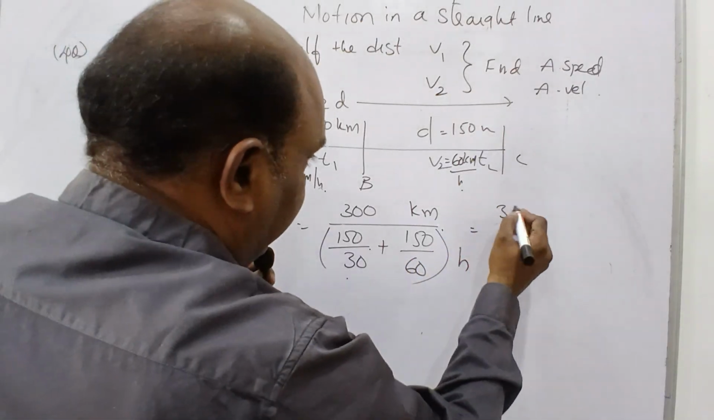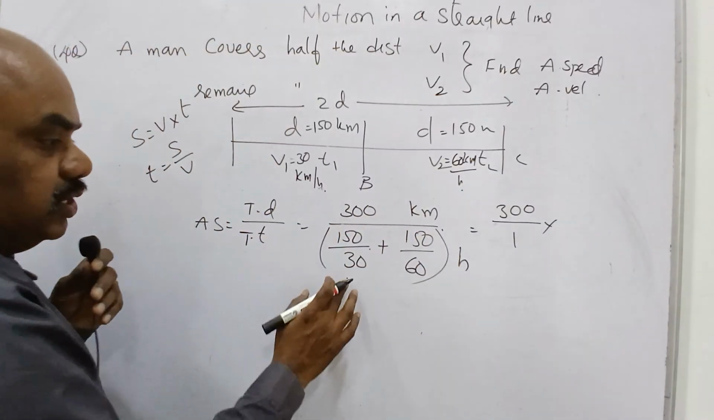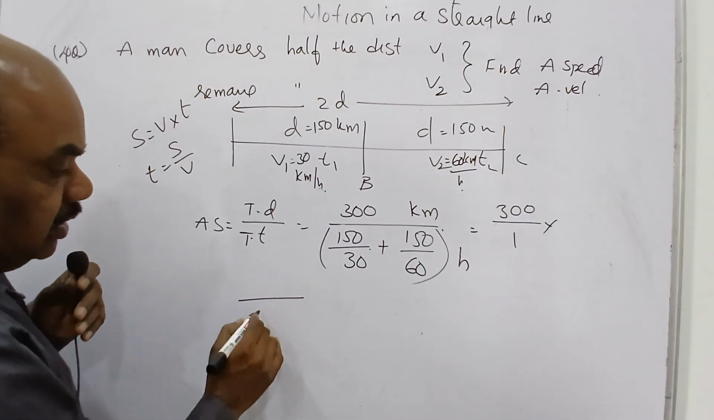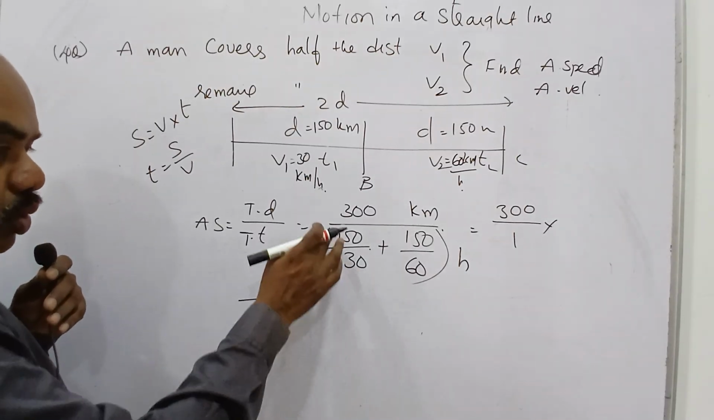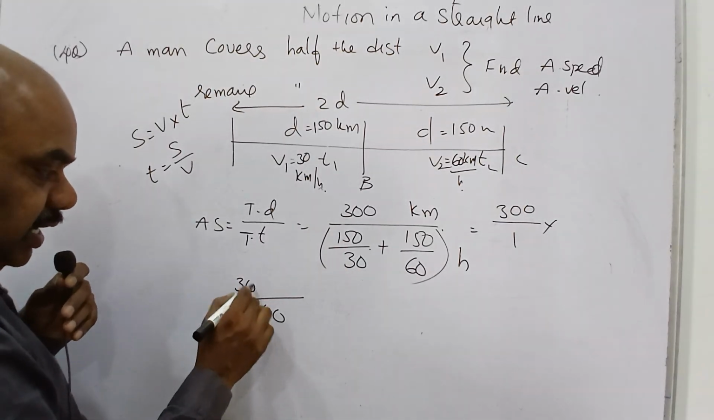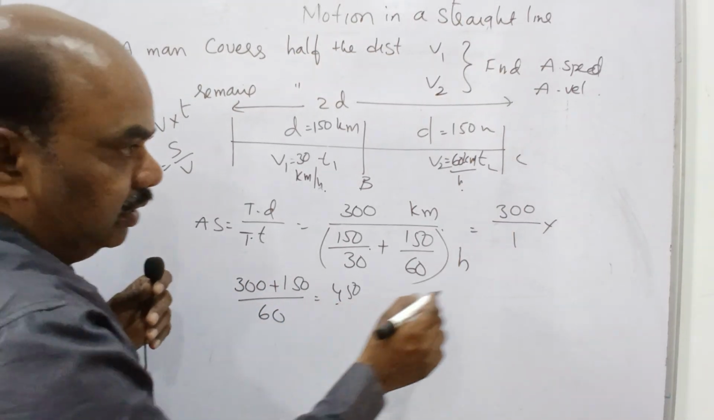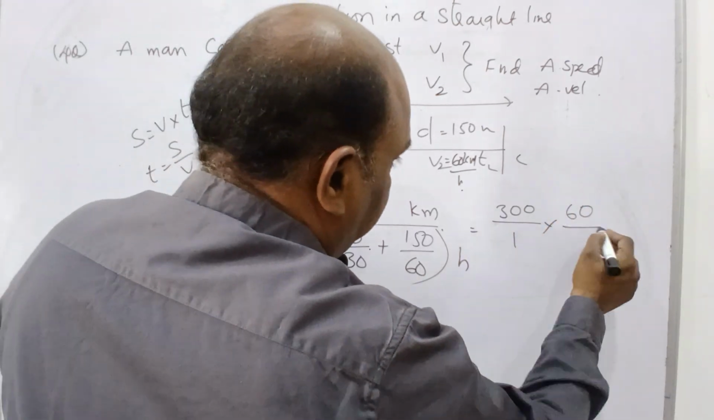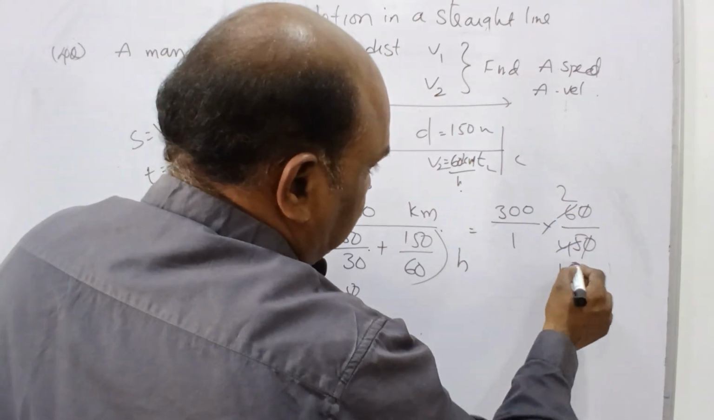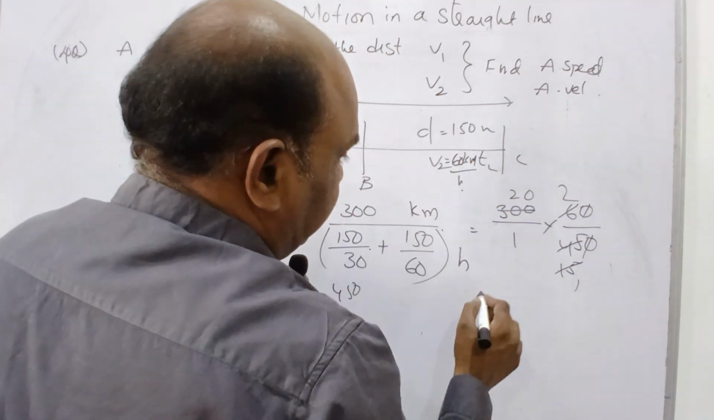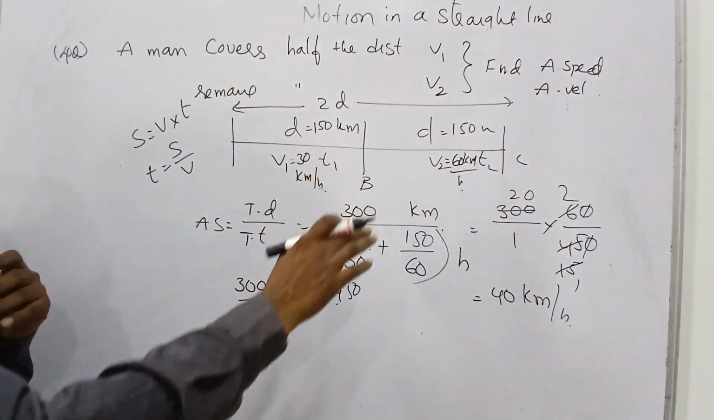Now 300 can be written as 300 by 1, by 1. This goes into the numerator. This I will simplify here. 30 and 60, LCM is 60. 60 divided by 30 is 2, so quotient is 2. 2 multiplied by 150 is 300. 60 divided by 60 is 1, 1 into 150, 450 by 60. So 60 by 450 comes into the denominator. Cancel the zeros, and simplify. So 40 kilometer per hour is the average speed of the vehicle.